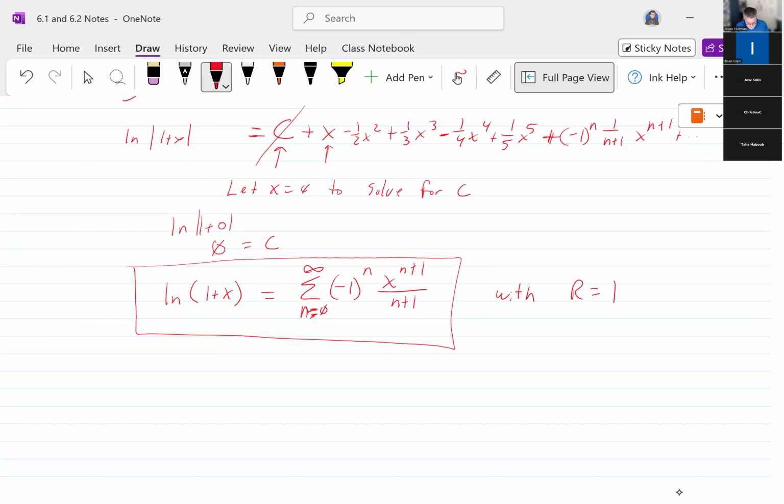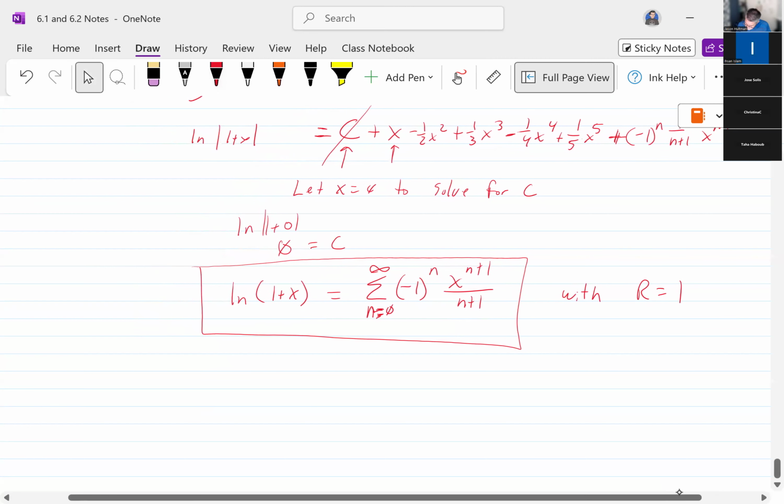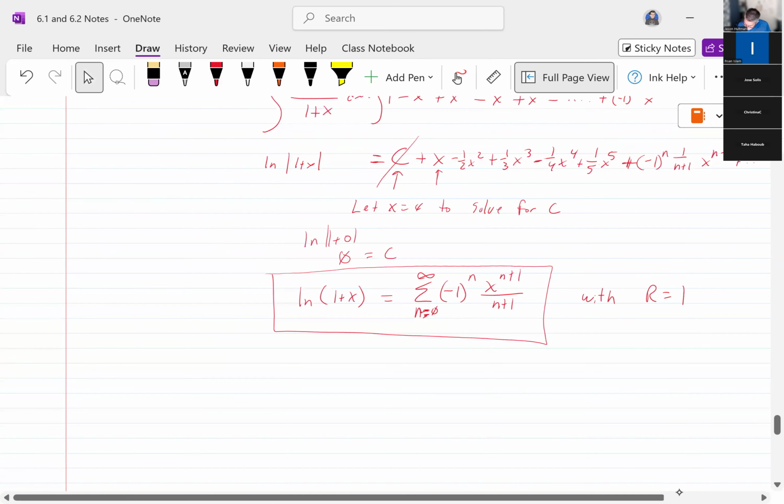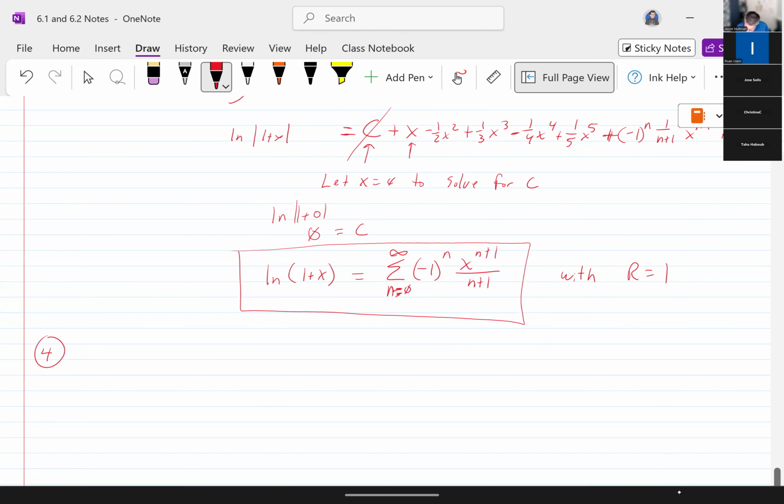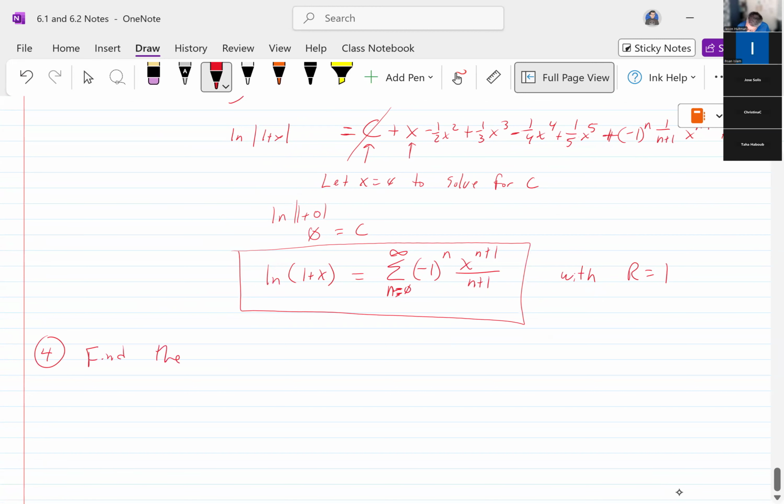Okay, let's do one last one here. Let's do number 4. Find the power series for f of x equals inverse tangent of x.